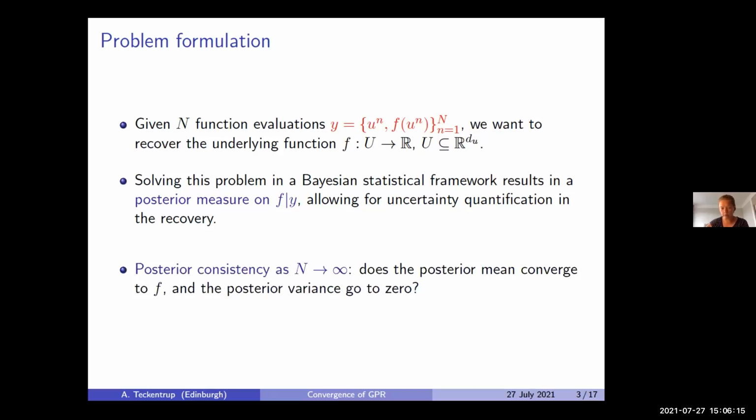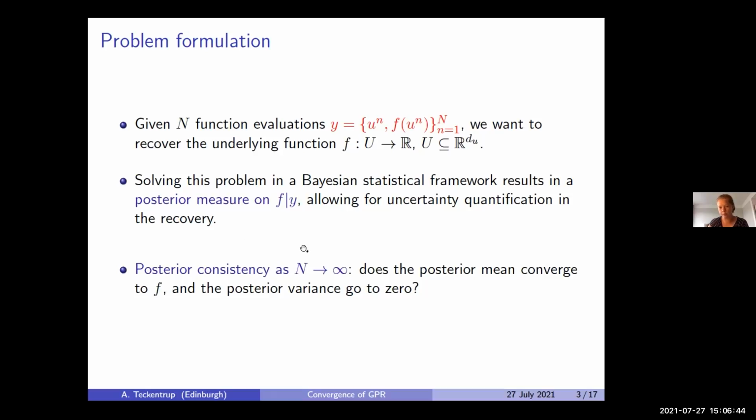So the question that I'm going to be interested in the talk is what happens as n tends to infinity. And so what you hope is that as n tends to infinity and you have more and more data and more and more observations on your function f, then you are able to recover the truth, the true underlying function f. So that's a concept that's sometimes called posterior consistency.